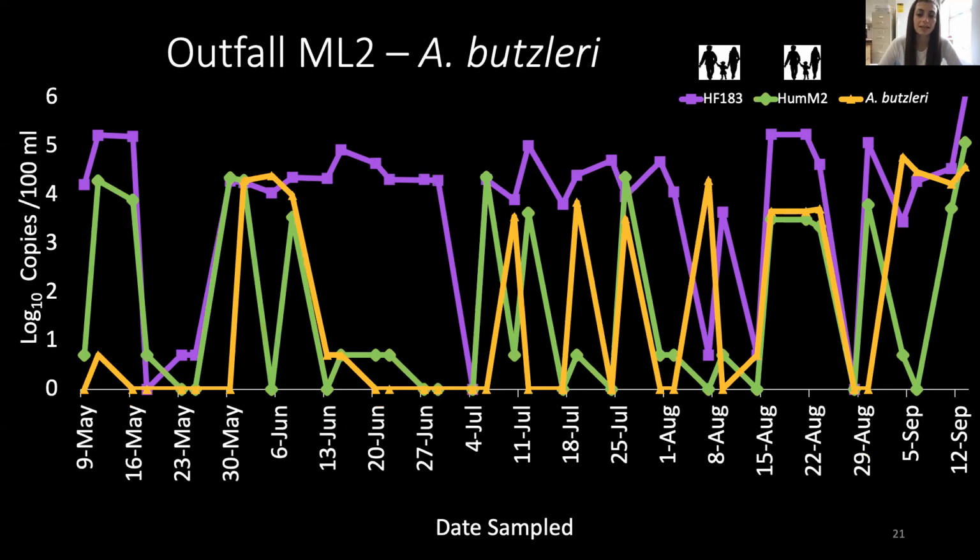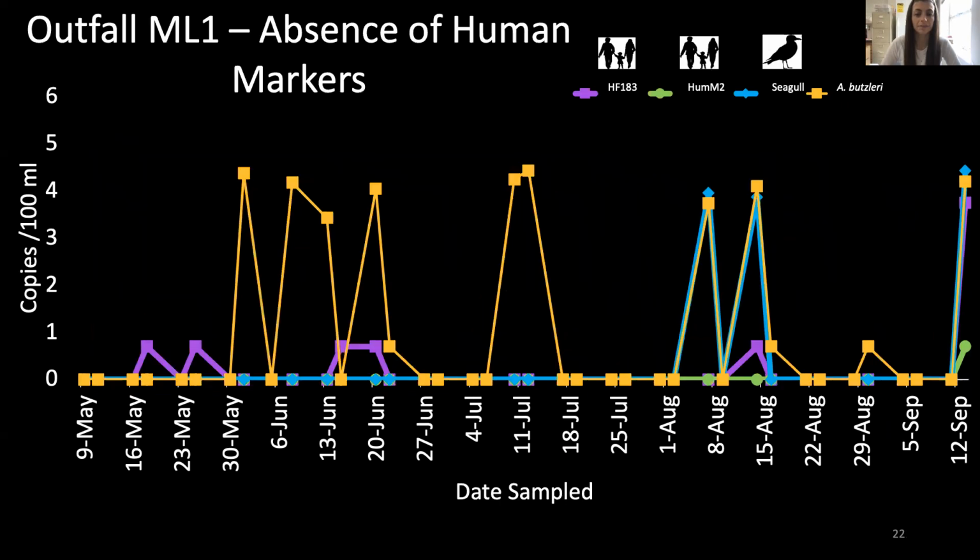So this graph overlays the levels of Arcobacter butzleri with two markers for human fecal contamination. Temporal variability was observed in these samples for Arcobacter throughout the stormwater season. We also note several times where the levels of HF183 and Arcobacter increased together, and so we think there might be a relationship between human fecal contamination and Arcobacter butzleri. However, there are several times where Arco is detected in the absence of human contamination, leading us to believe that another source of Arcobacter butzleri may be present.